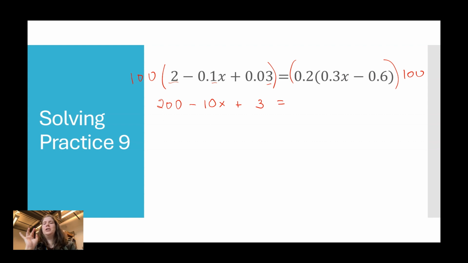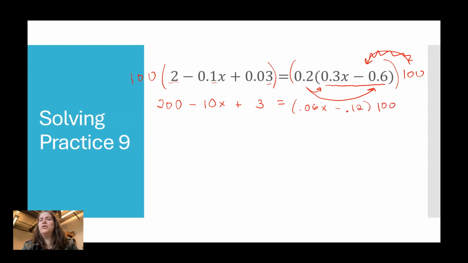Stop. Use caution right here, because we have like two distributings happening here. This part inside has this multiplied by it and has this multiplied by it. So don't do that 100 to everything. Let's just distribute this first before we multiply the 100 in, okay? So 0.2 times 0.3 is 0.06x, and 0.2 times 0.6 is going to be 0.12. Now that gets multiplied by 100. I'll show you why in one sec.